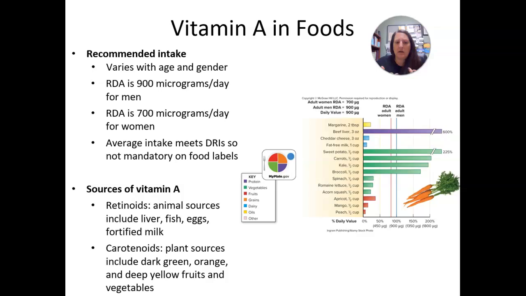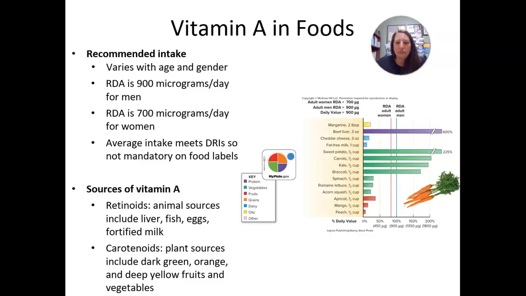For vitamin A, the RDA for men is 900 micrograms per day, and the RDA for women is 700 micrograms per day. Notice that micrograms is a pretty small amount, so I've got to pay attention to the units.